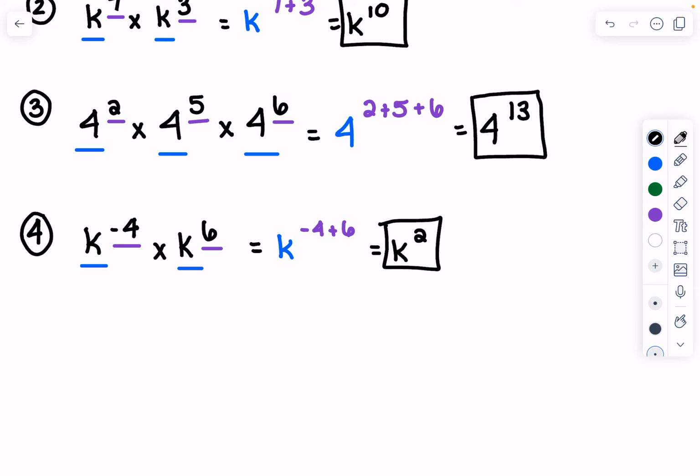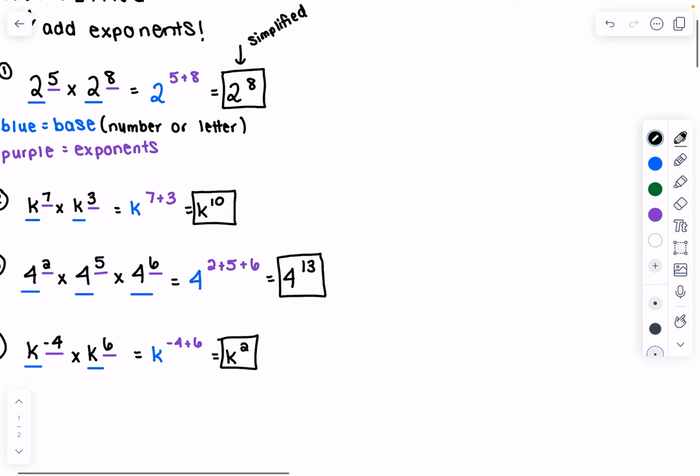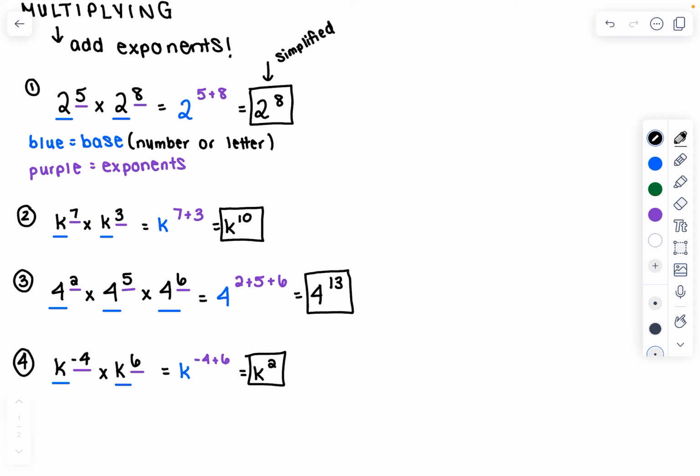Okay, so k squared. So you're doing the exact same work as the previous ones. You were just adding by a negative value. Okay, and that's it. You won't really see a lot of those. You're going to see mostly cases like 1, 2, and 3.